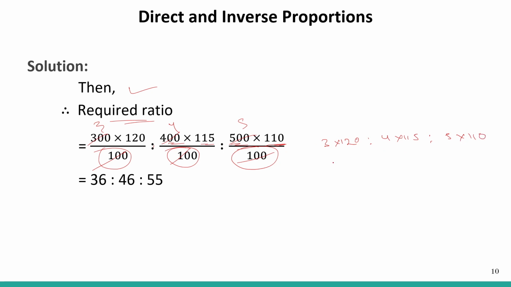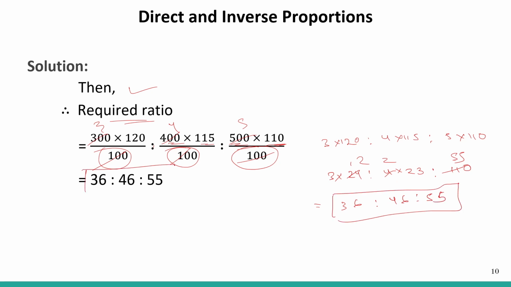So dividing all these by 5, what we are left with is 3 into 24 is to 4 into 23 is to 1 into 110, right? So this is equal to what? Again, what can we do is divide by 4. Can we divide by 4? No. So we can also divide by 2, right? So 3 into 12, this will be 23, this will be 55, right? So this will be 36 is to 46 is to 55. So this is the ratio at which we arrive. Okay, so this is the final ratio.